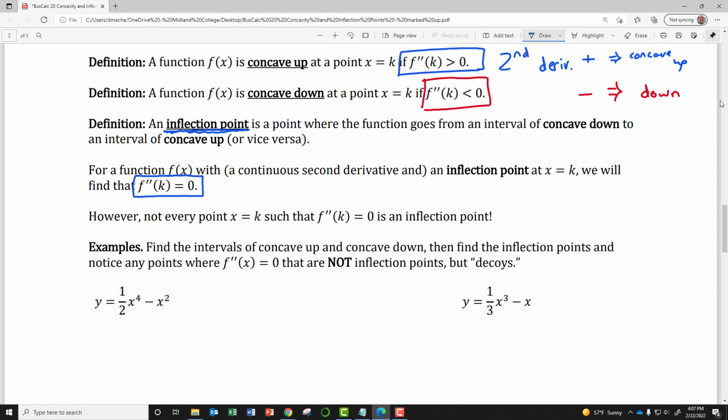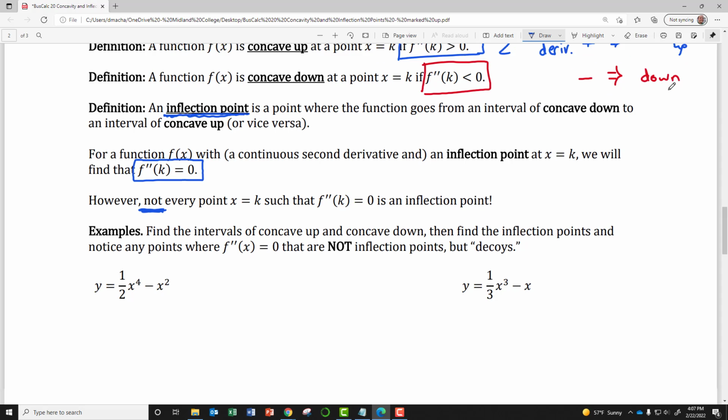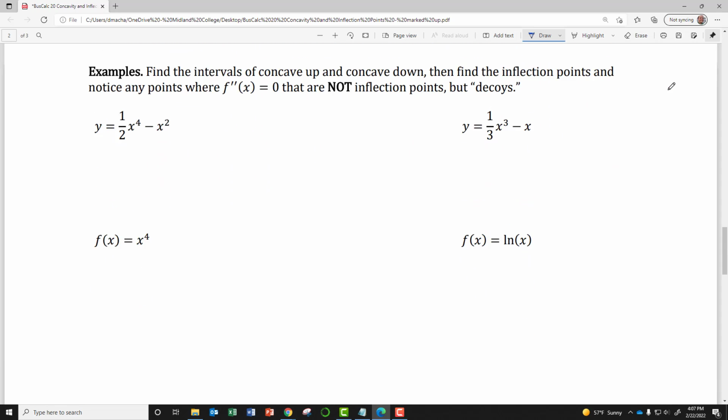However, not every point where the second derivative is 0 is an inflection point. So if you have a 0 second derivative, that means it can be an inflection point, but not necessarily. If you have an inflection point, you're going to find the second derivative is 0 whenever we have a smooth function. Now, let's look at some examples.